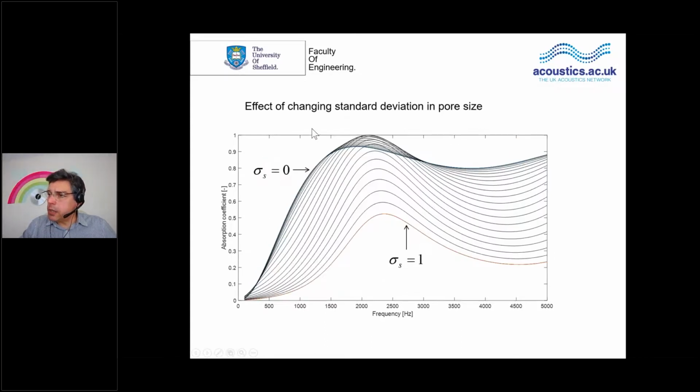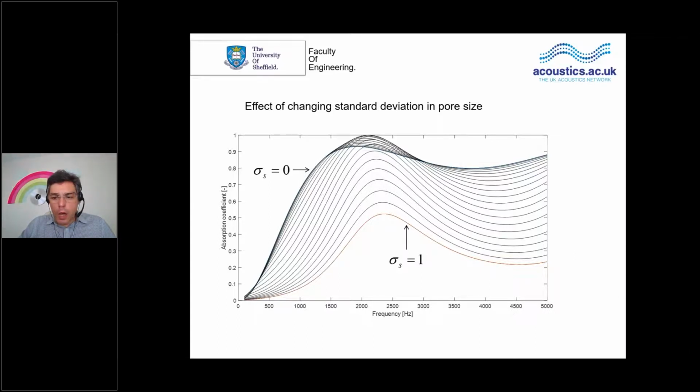The last slide is the effect of changing the standard deviation of the pore size. Increased standard deviation of the pore size, from 0 to 1, results in a higher variation in the pore diameter. Therefore, higher surface impedance and higher resistance to the incident sound wave. As a result, the absorption coefficient begins to drop.